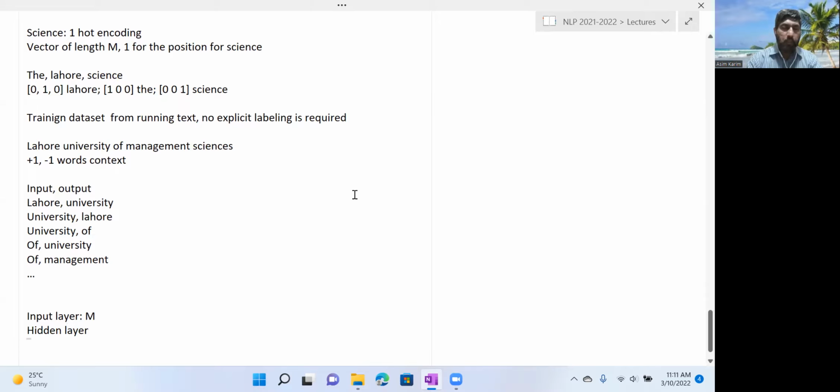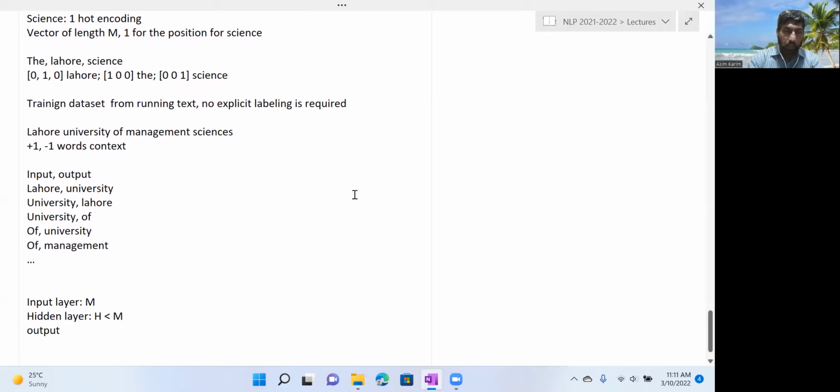Usually we can have just one hidden layer, and its size is, let me use a notation, H. And of course, this H is generally less than M. And then we have the output layer. Output layer size is also M. Remember, this was an M class classification.